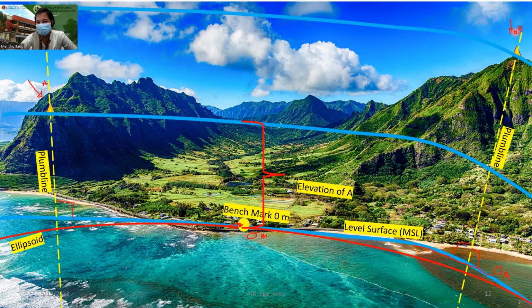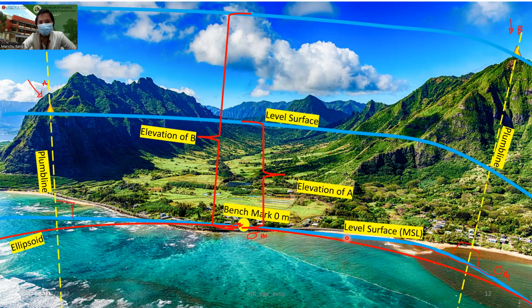Now, how about B? Where are we going to draw the elevation of point B? So we are going to create another line. So this is now our elevation of point B in reference sa ating benchmark na zero yung elevation. So from the level surface until dun sa projection ng level surface of point B, that is now the elevation of point B. So that is measured from here to here. So that is also equal to here until here. So this is the projection of the level surface of point B from this point. So that is now the elevation of point B. Okay.